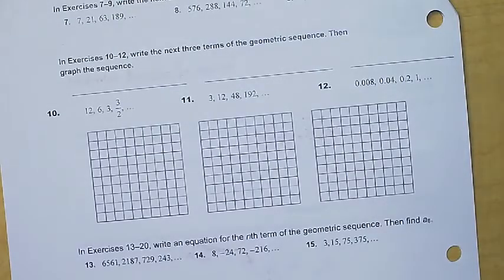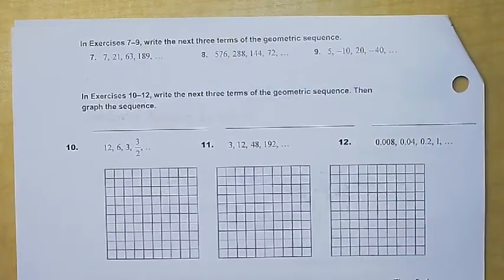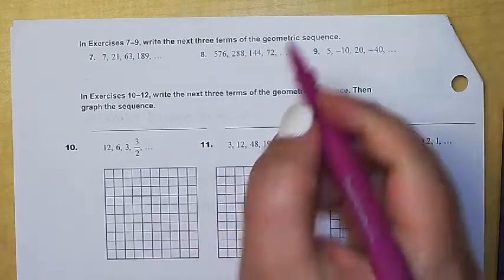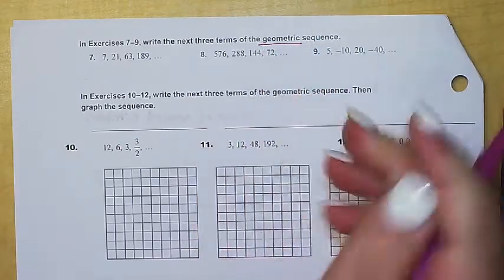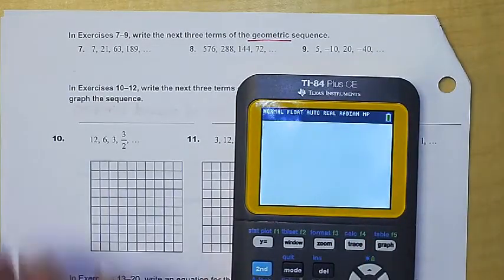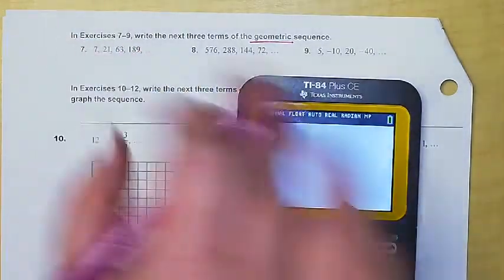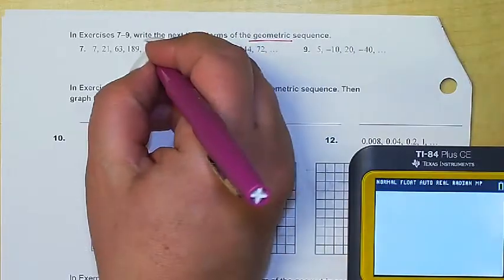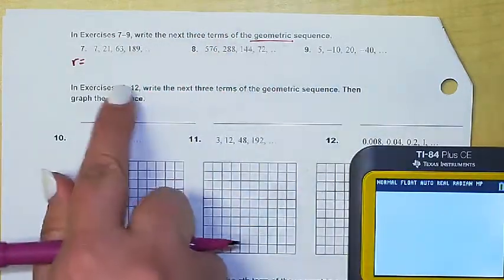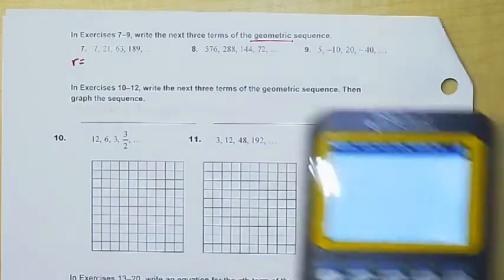On these, it says write the next 3 terms in the geometric sequence. So we don't have to determine any longer whether or not it is. We just need to extend the pattern. We are being told that it is geometric, so we don't necessarily have to test each value. All we really need to find out is what is the common ratio, what is that R value, and then use it to expand the pattern.